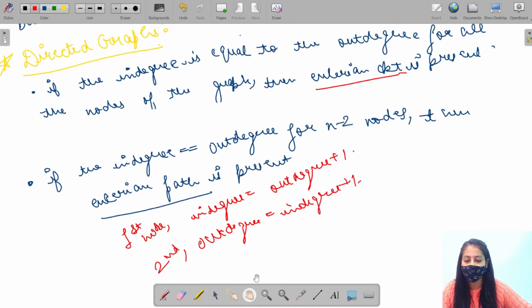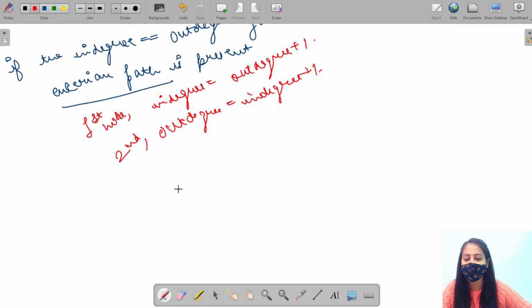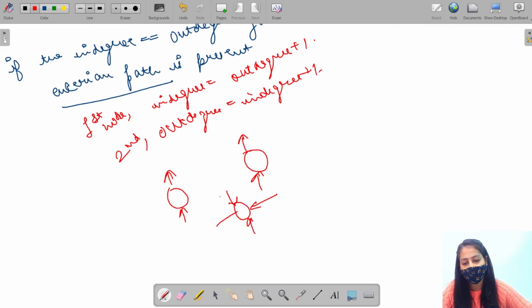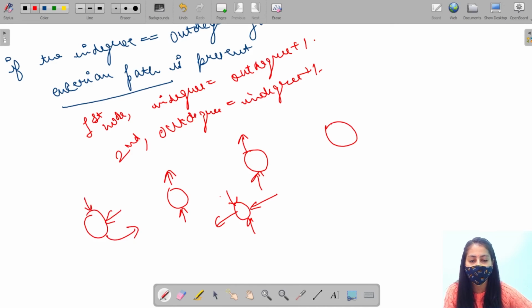Now what is this case? For all the other nodes the in degree and out degree are exactly the same: in degree, out degree, in degree, out degree, in degree, out degree. But for one node the in degree is more: in degree is 2, out degree is 1. For the second node the out degree is more: out degree is 2, in degree is 1.